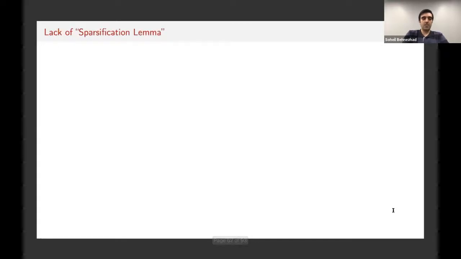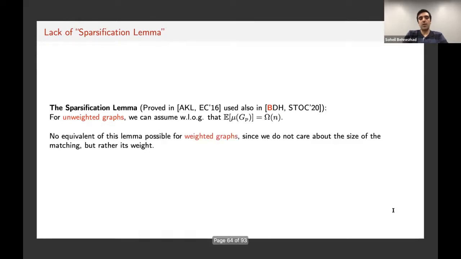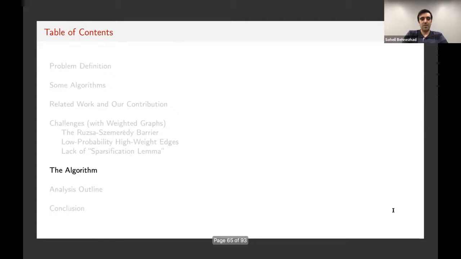And the third challenge that I'd like to highlight is lack of a so-called sparsification lemma. This useful lemma for the unweighted case basically guarantees that we can assume without loss of generality that the optimum matching, optimum expected matching, has size linear in the number of vertices. But no equivalent of this lemma is known for the weighted case. The reason is we do not really care about the size of the matching, and the weight doesn't really compare well with the number of nodes.